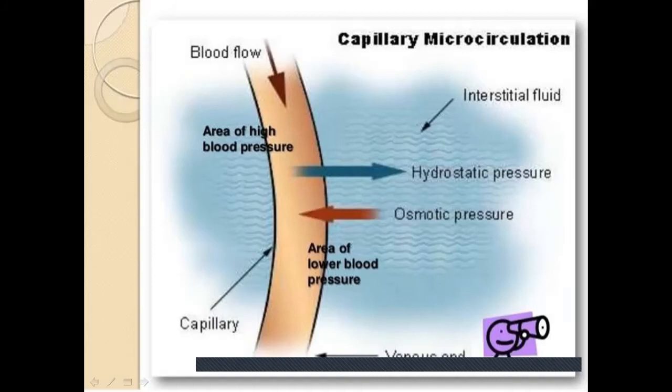Now, if the pressure down here is 5 millimeters of mercury at the far end of the capillary, then there is 10 millimeters of osmotic pressure here, as we said, tending to pull liquid back into the capillary again. So there will be 10 minus 5, there will be 5 millimeters of pressure tending to pull the interstitial fluid back into the capillary again. So this is the capillary microcirculation.